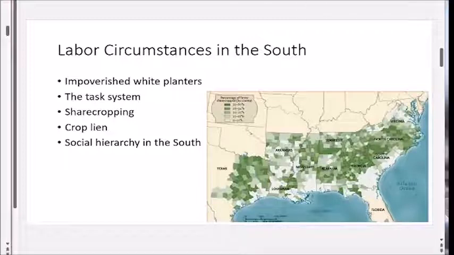You have something called the task system in some areas, such as in South Carolina and Georgia, where you have a number of rice plantations and large African American populations. The task system had been in place for a long time, going all the way back to the colonial period. Basically, it's a labor system where workers are given tasks that they need to complete in that day. And as soon as they complete those tasks, the rest of the day they have free time. They can do what they want to.